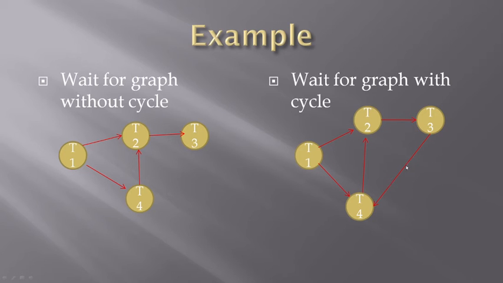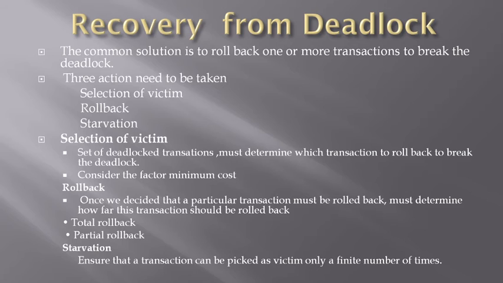So we want to avoid it, which means this edge cannot be executed. If you free this edge, the cycle will not create a deadlock. Like that we have to arrange it. Next one is recovery from the deadlock.